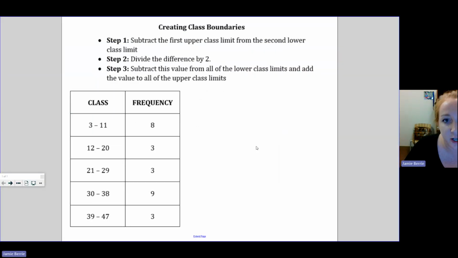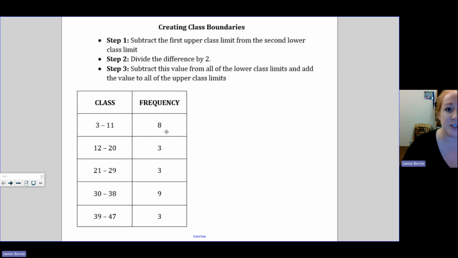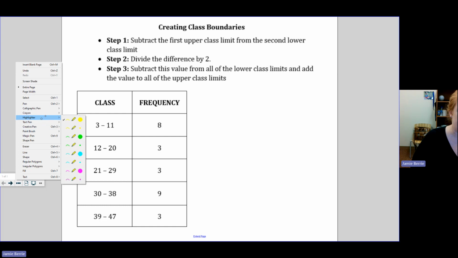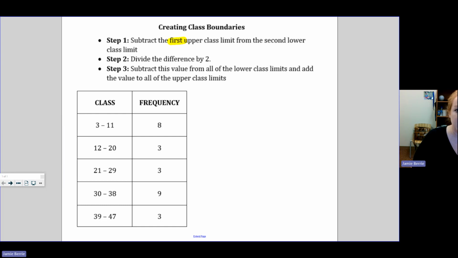So the steps for creating class boundaries are actually pretty simple if you watch somebody do it one time, and it's pretty easy to recreate it after that. So the first step is that you're going to subtract the first upper class limit from the second lower class limit. All right, so let me tell you what that means, or maybe just point out what I'm talking about here. The first upper class limit, that's going to be our first class and its upper limit.